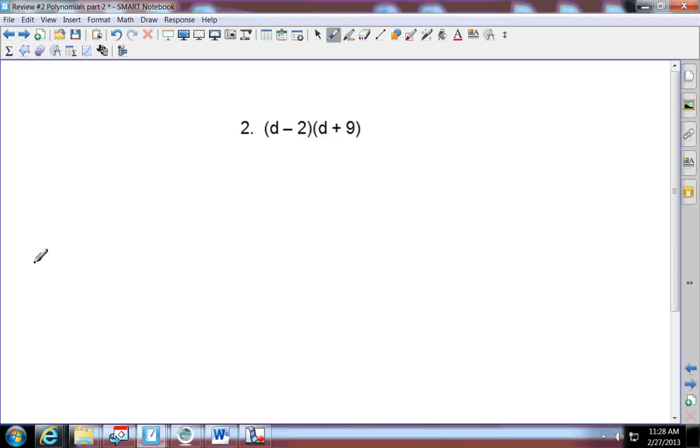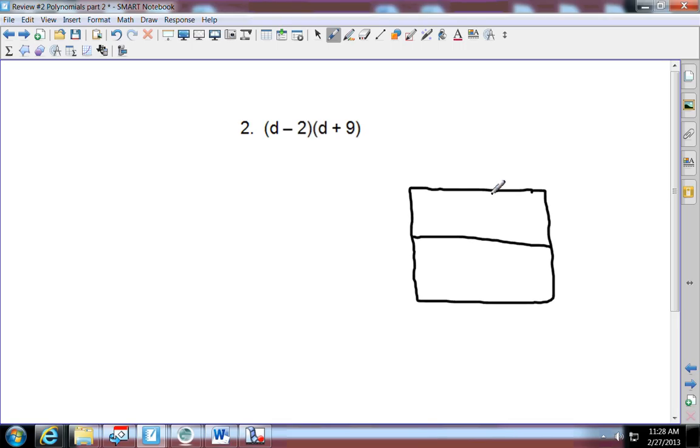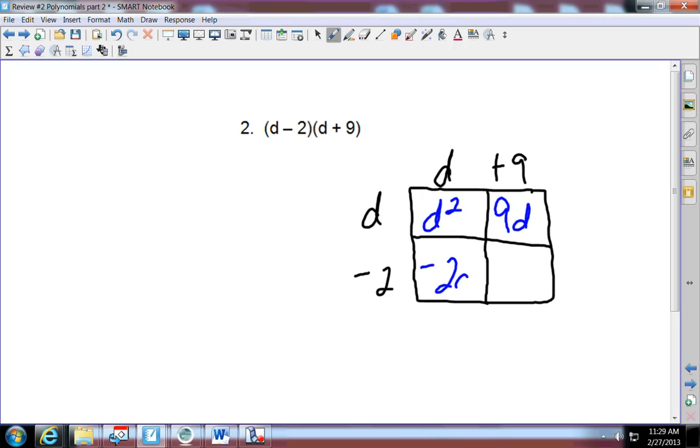On number 2. Again, a binomial times a binomial. So I'll draw my box. And I have D minus 2, D plus 9. In this box right here, D times D, same as X times X, is D squared. In this box, D times 9, 9D. Negative 2 times D, negative 2D. Negative 2 times 9, negative 18.